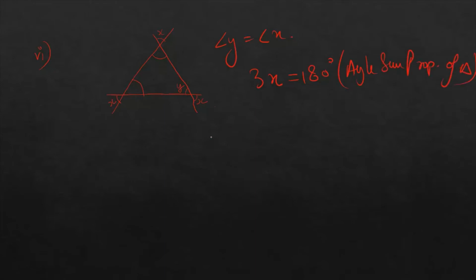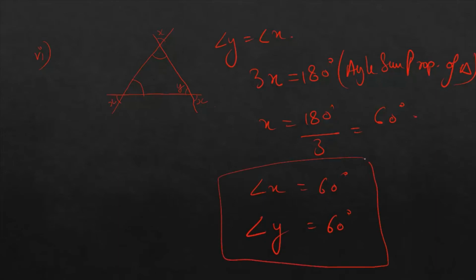Angle sum property of a triangle. So x is equals to 180 by 3 is equals to 60 degrees, which means angle x is equals to 60 degrees and angle y also is equals to 60 degrees. This is the final answer. Next.